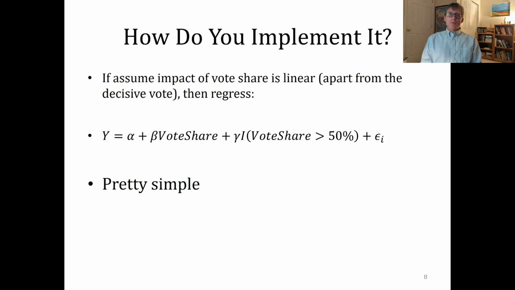Right? Typically, we assume that this relationship is smooth. Next, the third term, which is gamma times an indicator function for the vote exceeding 50%, captures the jump at the threshold in the outcome variable where the new school gets built. So that third term is our estimate of the causal impact of the new school building. Okay? That's pretty simple. You can extend it somewhat.